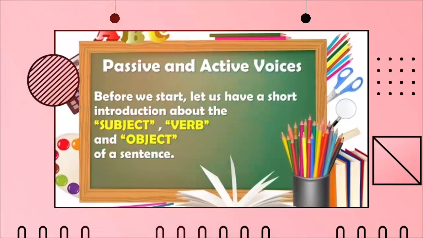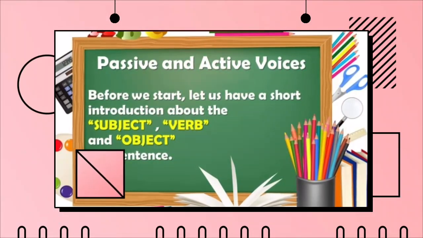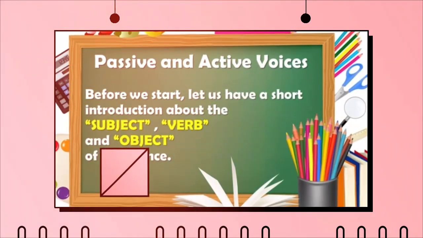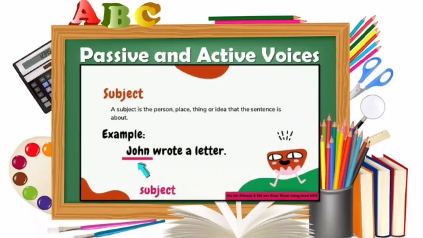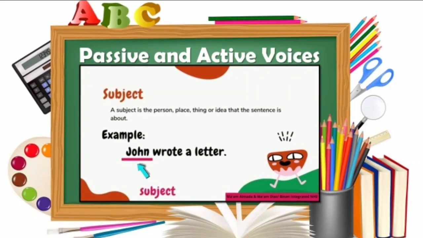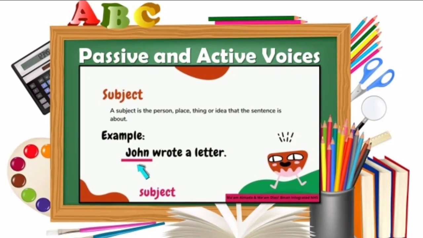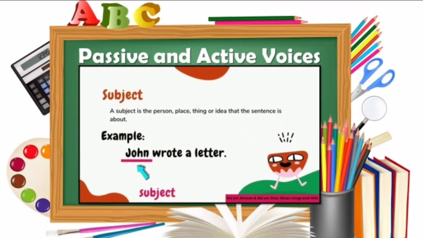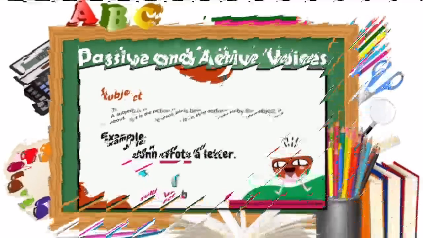Before we start, let us have a short introduction about the subject, verb, and object of a sentence. Subject. A subject is the person, place, thing, or idea that the sentence is about. Example, John wrote a letter. In this sentence, the subject is John.